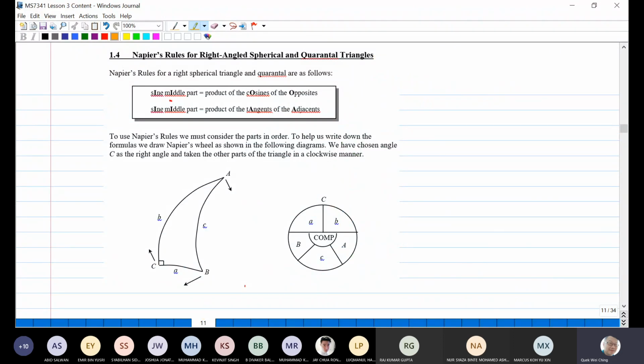Okay, so now I'm going to introduce how to calculate the sides and angles for a right angle spherical triangle. How do you do that? I have drawn on the left hand side a spherical triangle where one of the angles is a right angle. This is one of the right angles.